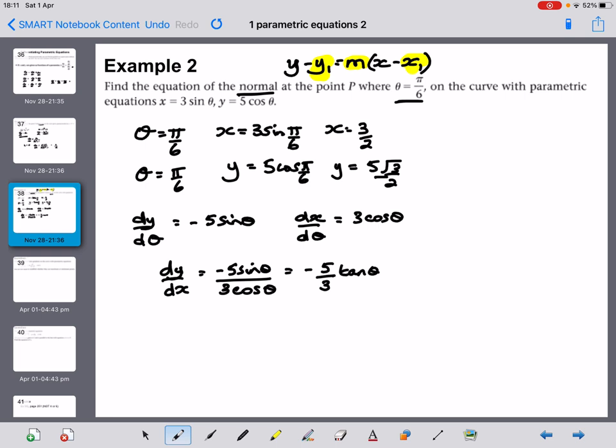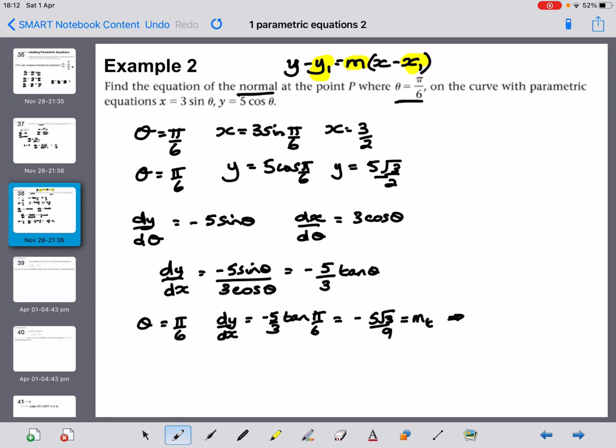Okay, this is the gradient function. So we can say when theta equals pi on 6, dy by dx will be negative 5/3 tan of pi on 6. Okay, if you stick that in your calculator, you'll get negative 5 root 3 over 9. Okay, now remember that is the gradient of the tangent.